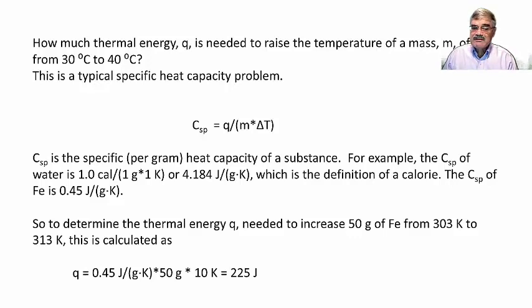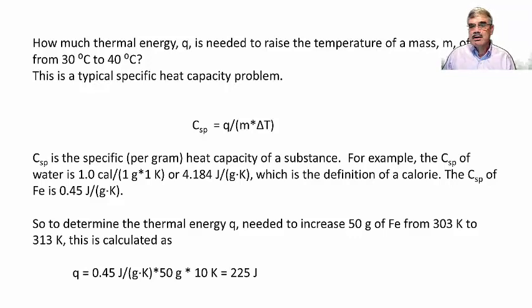For iron, the specific heat happens to be 0.45 joules per gram per Kelvin. So the specific heat of iron, 0.45, is a lot less than the specific heat of water, which is 4.184. So that tells you something. It takes more thermal energy to increase the temperature of water than it does of iron. It takes almost 10 times as much because the specific heat is 10 times larger.